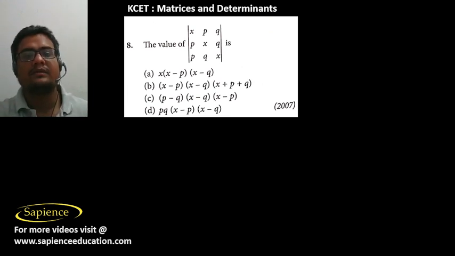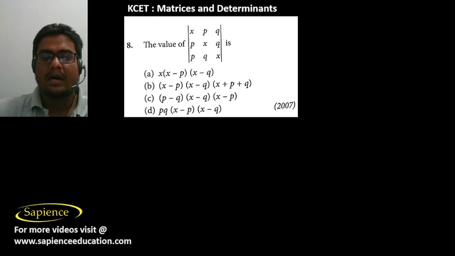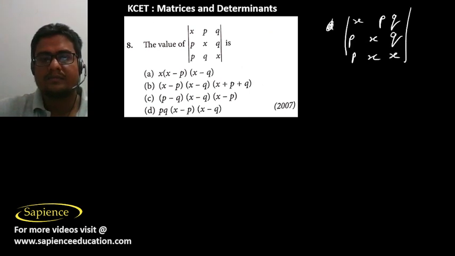Then we have to find the value of this determinant. The value of this determinant we have to find. So it is x p q, p x q, p q x. So we can expand this determinant along the first row.